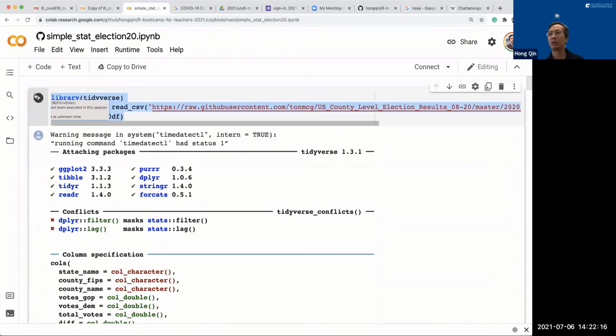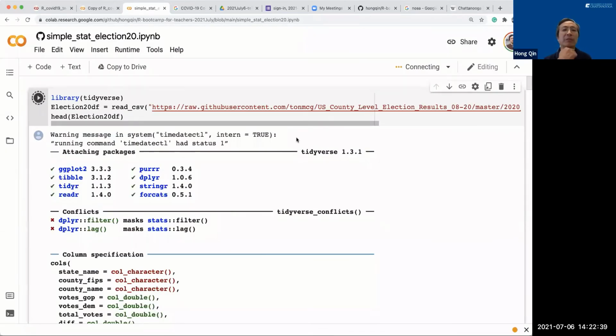Just to make it clear, this is not the official election result. I just got it from the internet. I didn't check the integrity of the result. There are a lot of data sets people put on websites, and this is just one of the data sets I got.